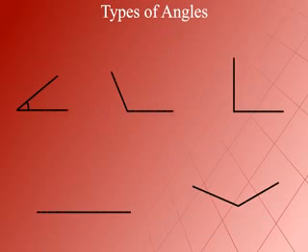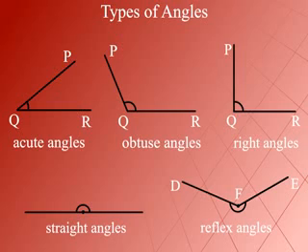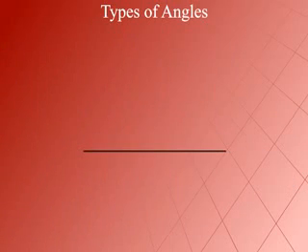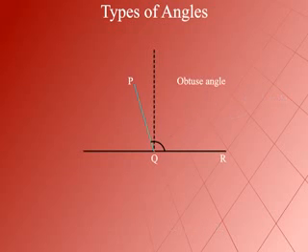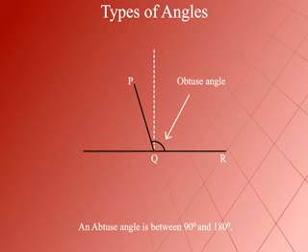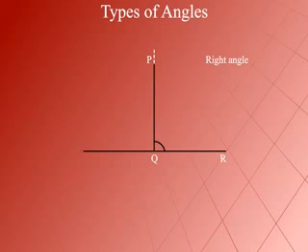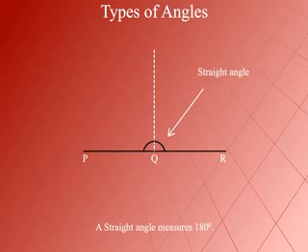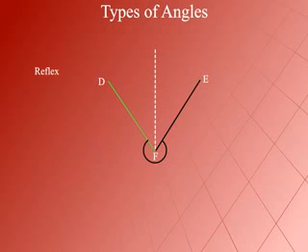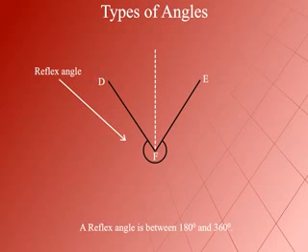Types of angles. There are different types of angles depending on their measure. Acute angles are angles measuring between 0 degree and 90 degree. Obtuse angles are angles measuring between 90 degree and 180 degree. Right angles are angles measuring exactly 90 degree. Straight angles are angles measuring exactly 180 degree. Reflex angles are angles measuring between 180 degree and 360 degree.